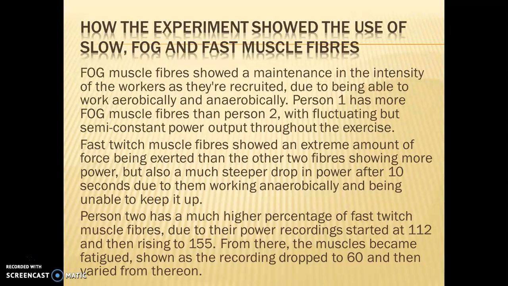Fast-twitch muscle fibres showed an extreme amount of force being exerted compared to the other two muscle fibres, showing more power, but also a much steeper drop in power after 10 seconds due to them working anaerobically and not being able to keep it up. Person 2 has a much higher percentage of fast-twitch muscle fibres due to their power recordings, because they started at 112 and then rose to 155. From there, the muscles became fatigued, showing as the recording dropped from 60 and varied from there on.